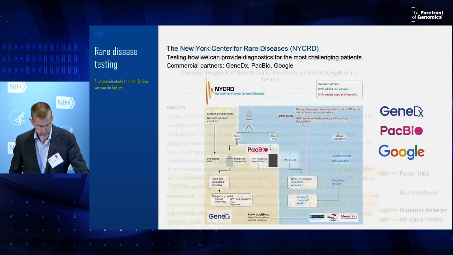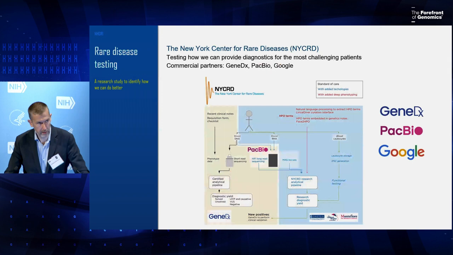So we're setting up the New York Center for Rare Diseases through Montefiore and Einstein. And we have three good partners there: GeneDx, the diagnostic company, PacBio, who do long-read sequencing, and Google. And what we're going to do in this is have three sets of innovations.